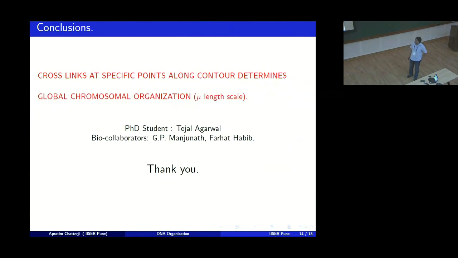And with that, I conclude. My basic conclusion is, it seems that crosslinks at very specific points along the contour of the polymer chain determine global chromosomal organization. And this work was carried out with Tejal Agarwal, my PhD student, and bio collaborators GP Manjunath, Farhat Habib, and I thank you for your attention.